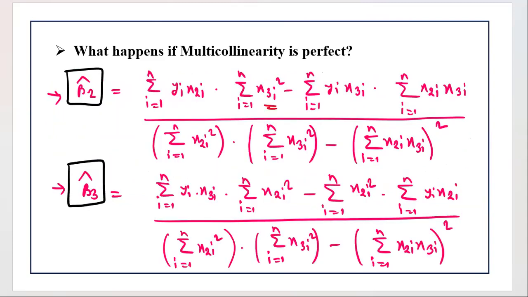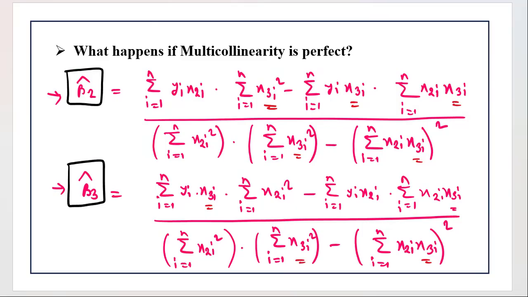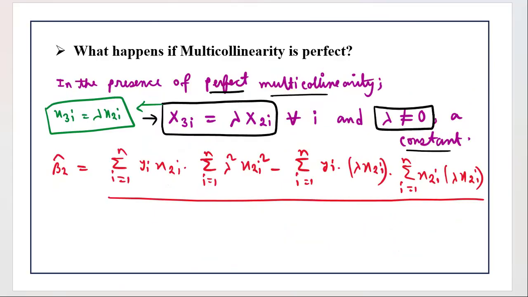So I am basically just substituting lambda x_2i wherever I have x_3i. Here also and here also I will do the same thing, right? So let's do that. Here I have x_2i, have I done the right formula? Let me check. Here I have made a mistake. Just a minute. What you will have is minus summation i from 1 to n, y_i x_2i, and then summation i from 1 to n, x_2i x_3i, right? This is the formula. Now here you will have x_3i and here you will have x_3i, and we will substitute that. So let's do it.